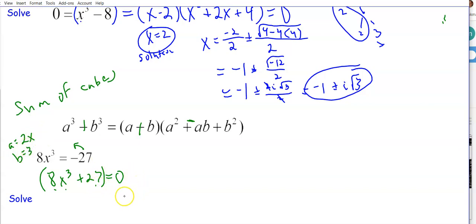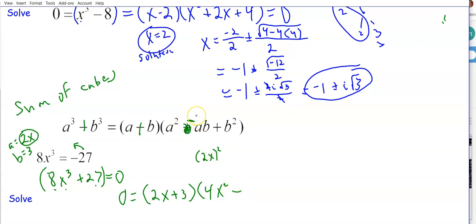So I'm going to plug that into my formula. So this is going to be 0 equals 2x plus 3, that's a plus now, changed, times, be careful on this one, a squared. So if a is 2x and I'm squaring that, 2x times 2x is actually 4x squared. If I wrote that out, it would be 2x quantity squared. So 4x squared minus, because that's a minus now, it was a plus, now it's a minus. A times b would be 2x times 3, or 6x, plus b squared, which would be 3 squared, which is 9.